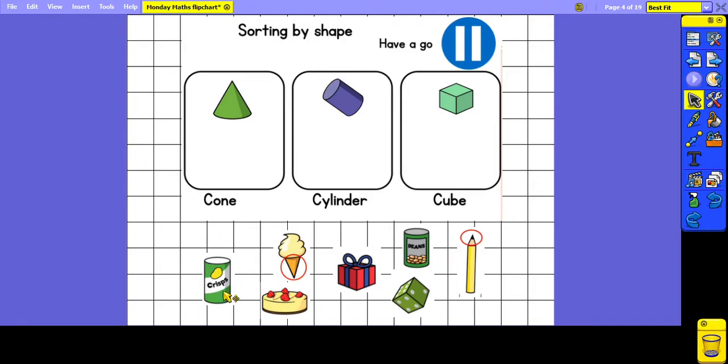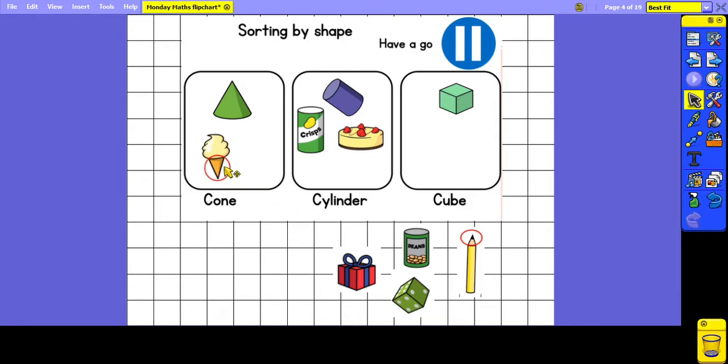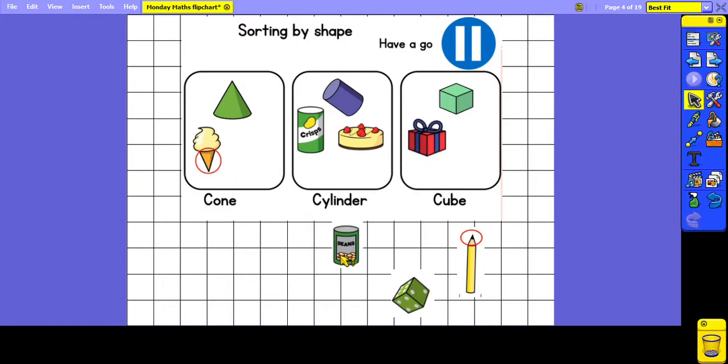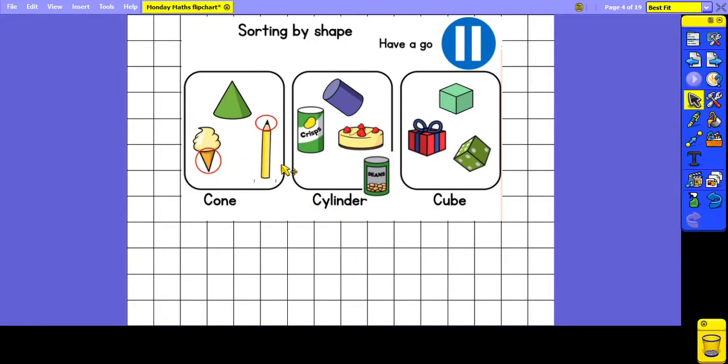Okay, so starting with the crisp container, we can see that that is a cylinder. The cheesecake is also a cylinder. The ice cream cone is a cone. The present is a cube. The bean can is a cylinder. The dice is a cube. And the tip of the pencil is a cone.